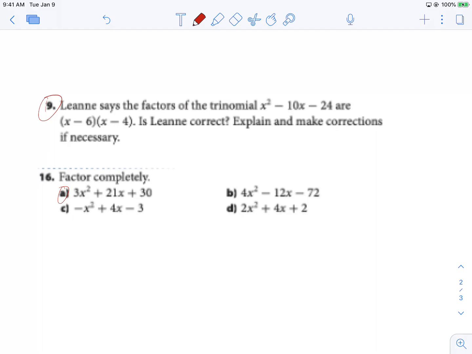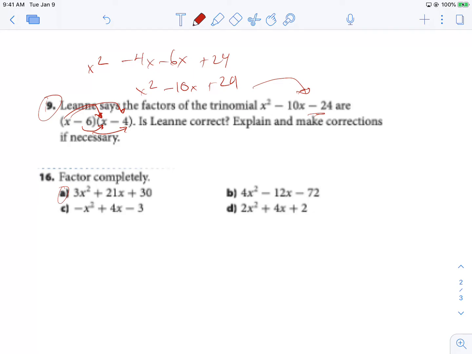9. Leanne says the factors of the trinomial x squared minus 10x minus 24 are x minus 6, x minus 4. Let's see, is she correct? Well, the easiest way to check is let's do FOIL on what she came up with. So we first, outside minus 4x, inside minus 6x, outside plus 24. So we end up with x squared minus 10x plus 24. Is that what we have here? Oh no, minus 24.